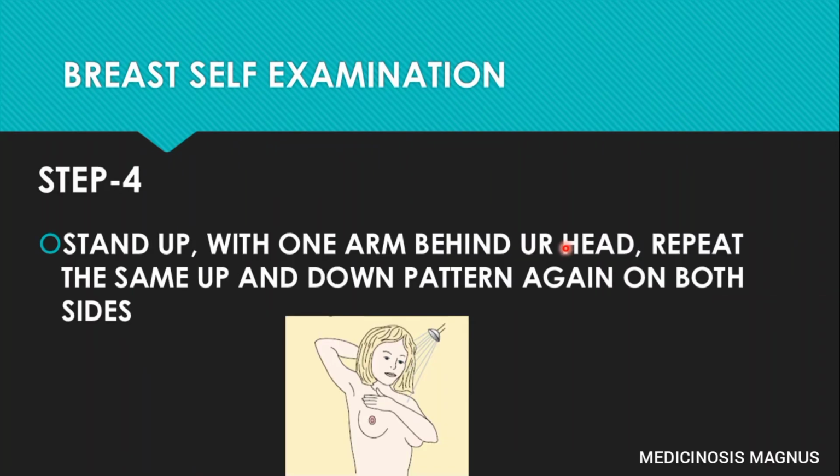Then in step 4, you have to stand up, and just like before, you keep one arm behind your head and with the other arm you examine the breast. You were doing this while lying, now you are doing this while standing. Now this has a clinically important factor. When you are standing up, most of the breast tissue goes down. So your upper outer quadrant will be easy. When you palpate, you can find any lumps in the upper outer quadrant easily, because most of the breast cancer arises there.